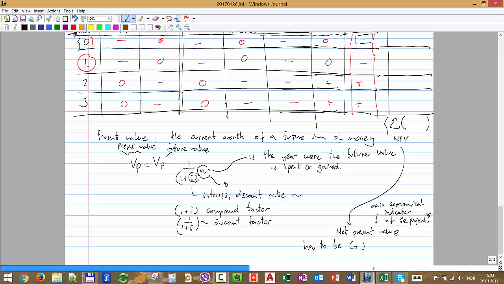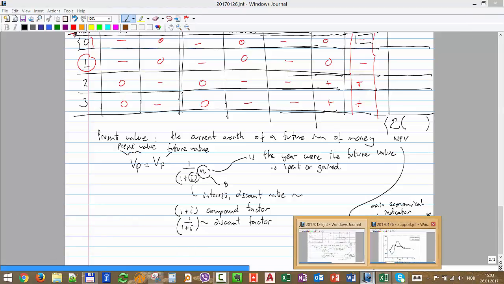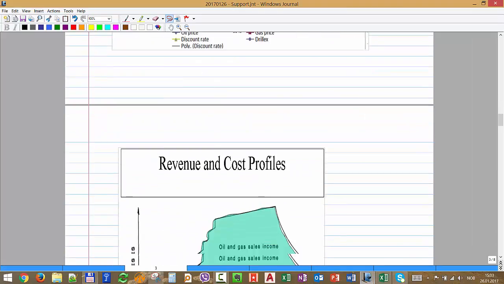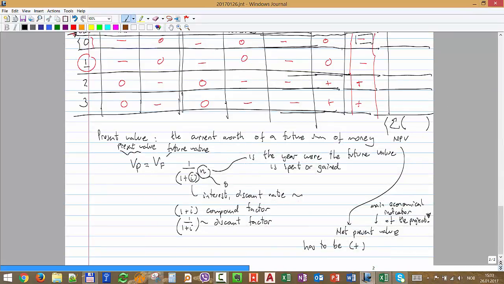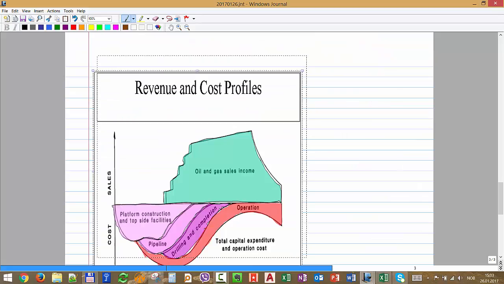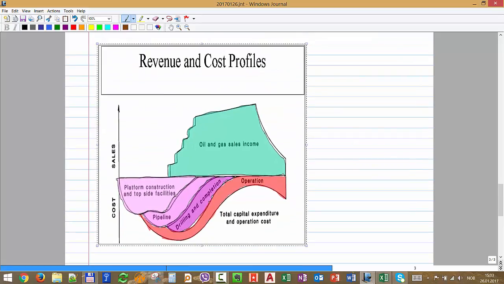Okay, and I think we can take a formula. Okay, so let's take that figure. It's not exactly correct, okay, but initially we have the construction of the platform, the topside facilities, we have the installation of the pipeline, we have the drilling and the completion, okay, and then we start having some income and the cost in the operation. So that's what gives you at the end the profile, the total cash flow profile.